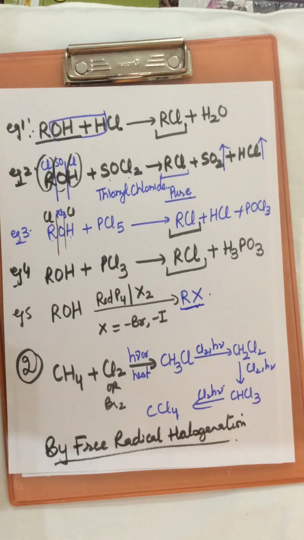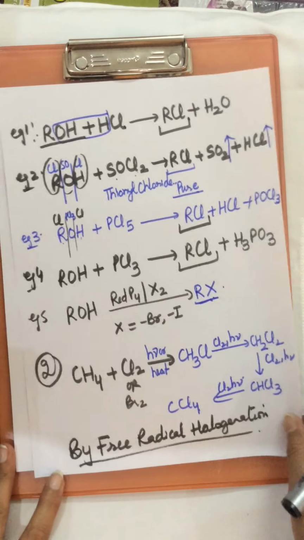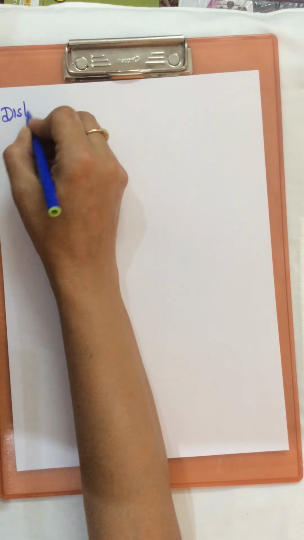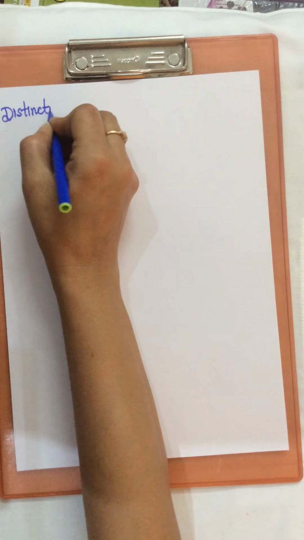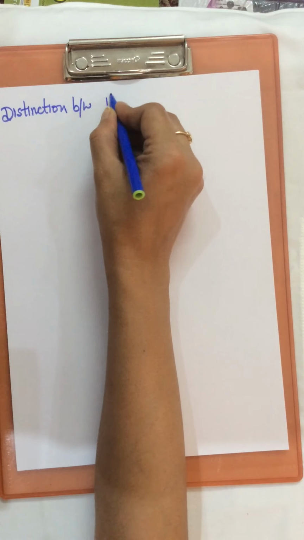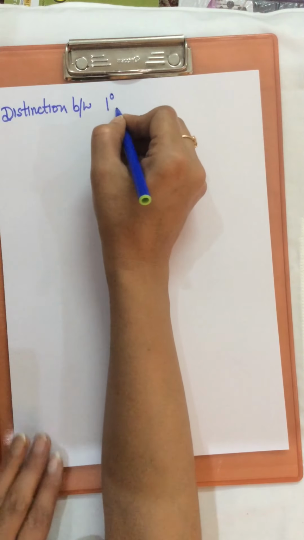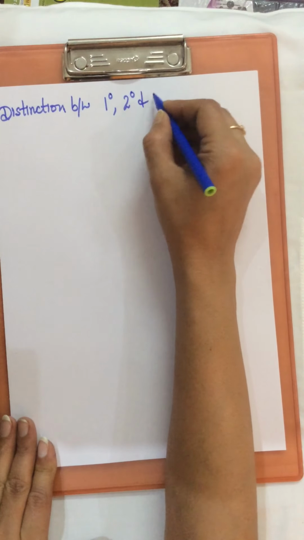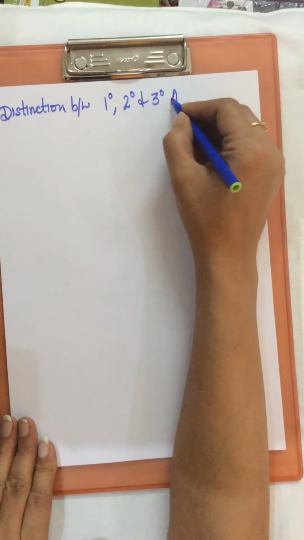After doing the two methods of preparation of haloalkanes and haloarenes, one question we are covering up here, that is distinction between primary. We know this symbol for primary. This is a symbol for secondary and tertiary alcohols.